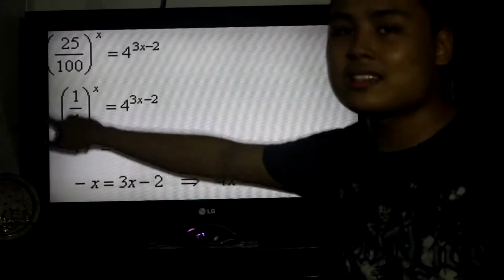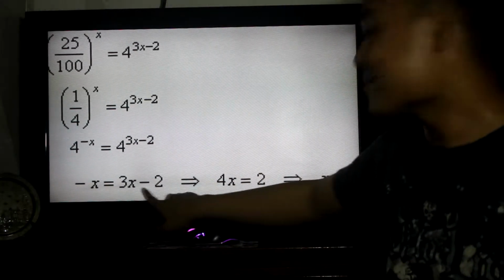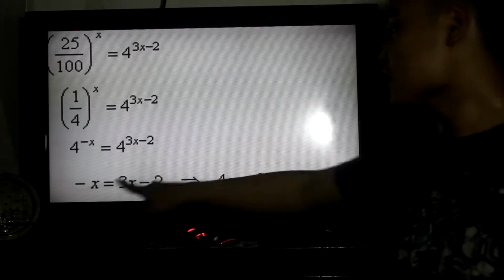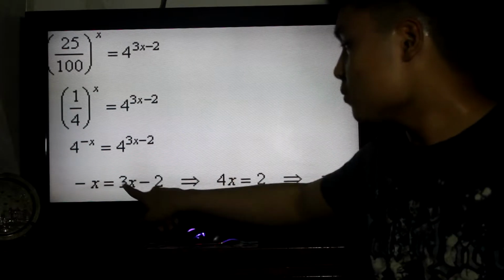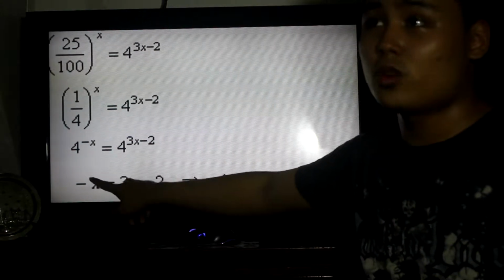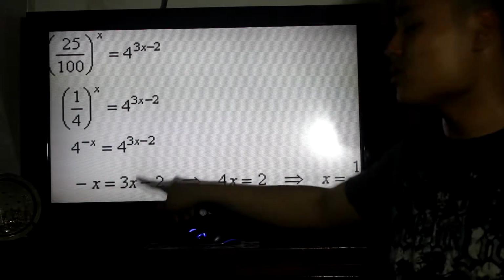Since same base na rin sila, pwede natin siyang i-disregard. So, negative x is equals to 3x minus 2, or 4x is equals to 2. Kasi, minove ko 'tong si 3 para maging negative x minus 4x is equals to negative 2.